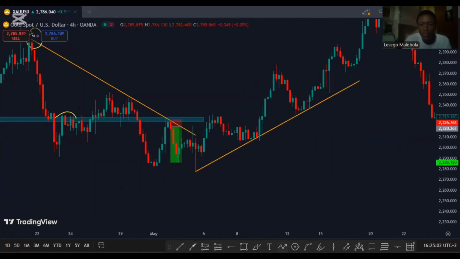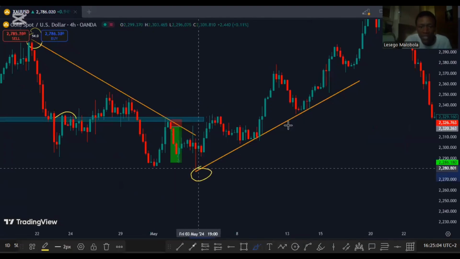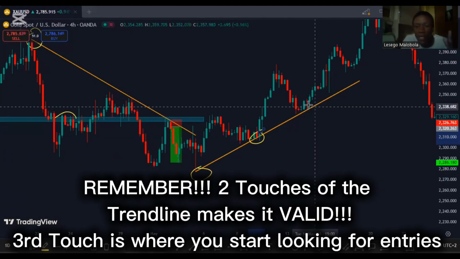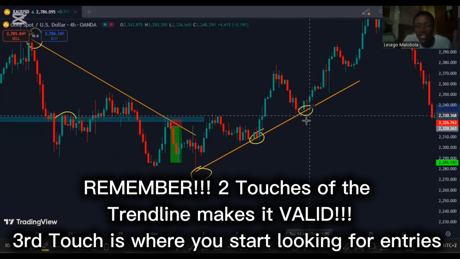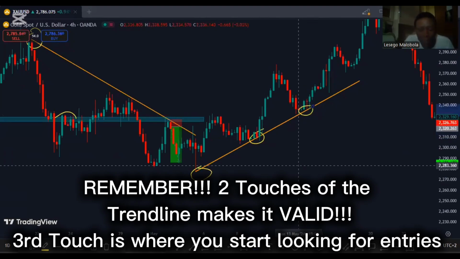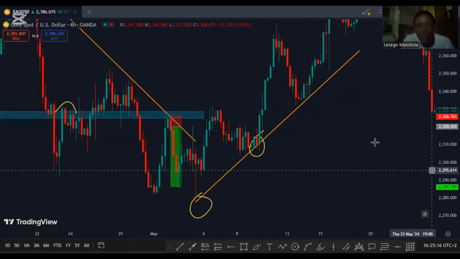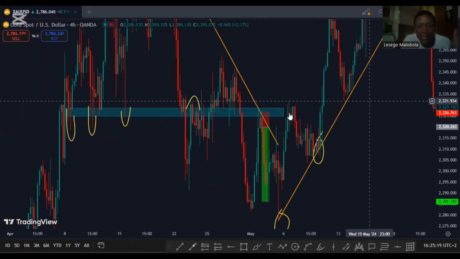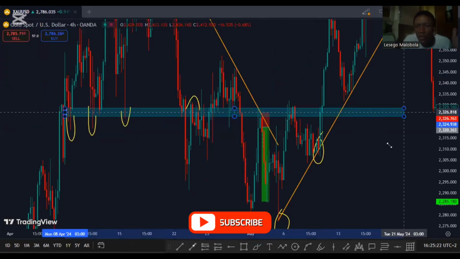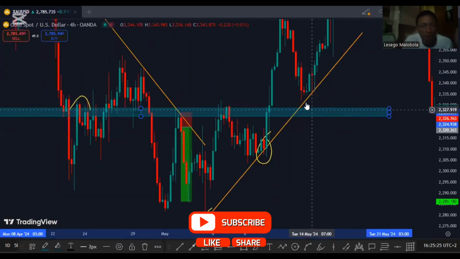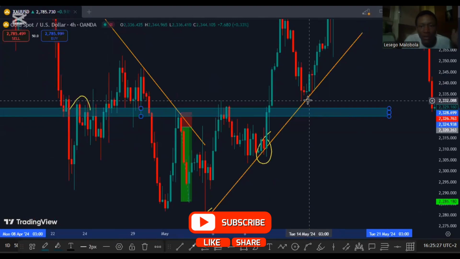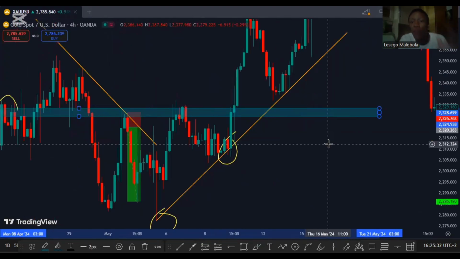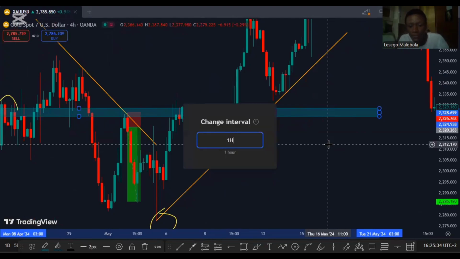We have a valid trend line because here we have a first touch, we have a second touch right over there. The second touch confirms your trend line, remember. And then we have a third touch. On the third touch, that's where we start looking for our entry points. But before that, we firstly have to identify our support and resistance. If we stretch this one here, it's too far from the third touch. So on the 4-hour time frame, we currently do not have any support and resistance. So we're just gonna go on the 1-hour time frame.